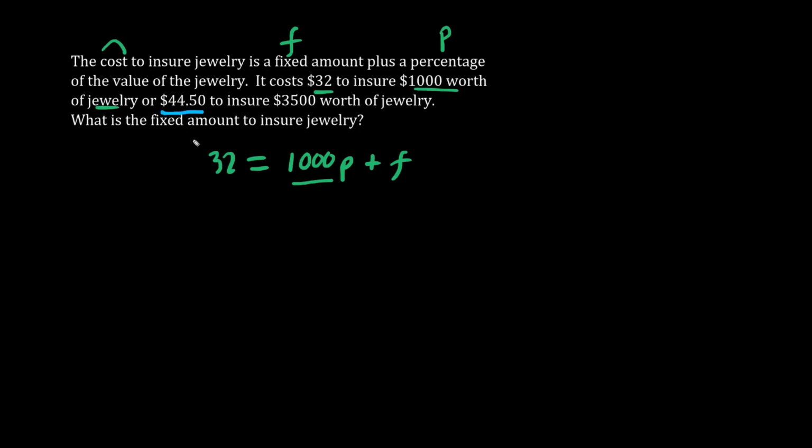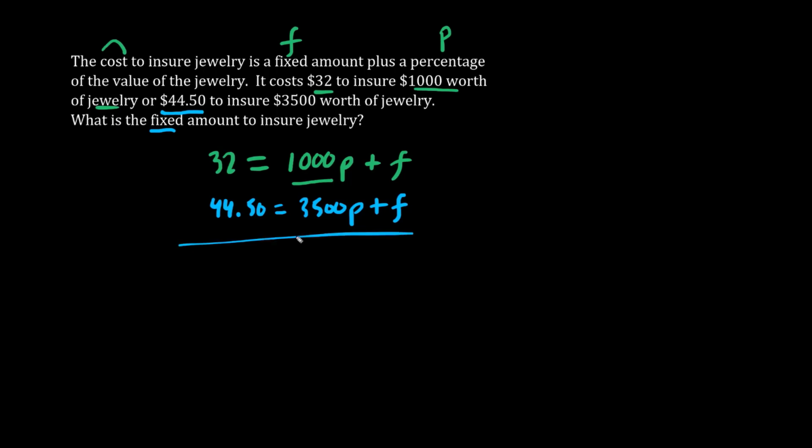Let's try our second. The cost, $44.50, is 3,500 P, a percentage of this more expensive jewelry, plus that same fixed cost. Given two equations and two different unknowns, P and F, we can solve for both P and F. Let's solve F.